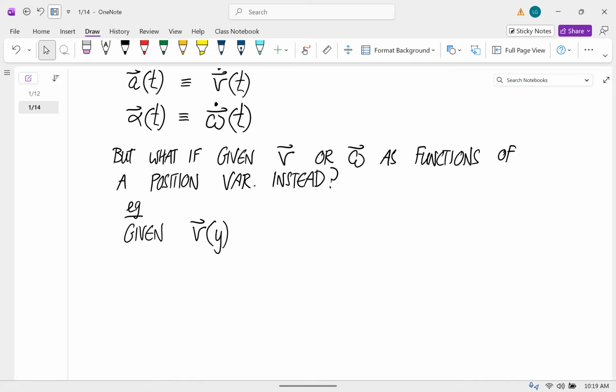So in order to convert from potential energy to mechanical energy, it has to go through acceleration. So what do we do if we have a case like this?